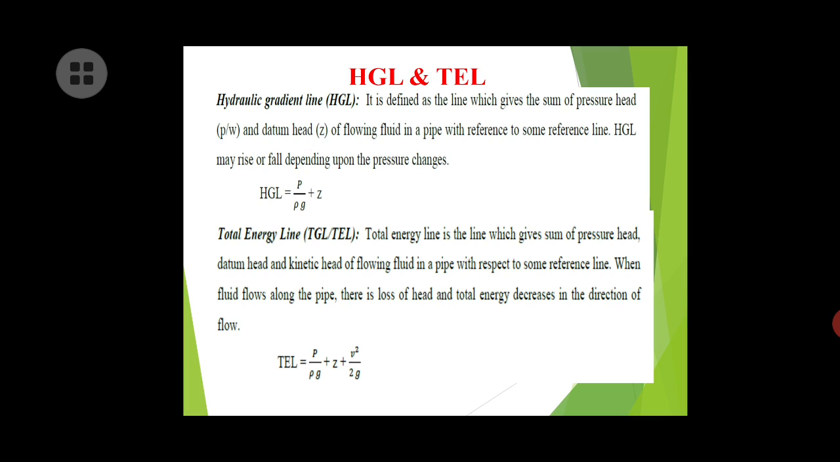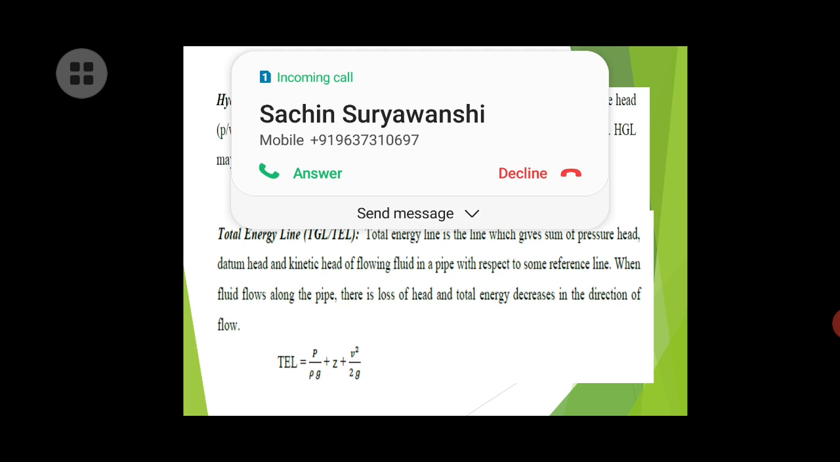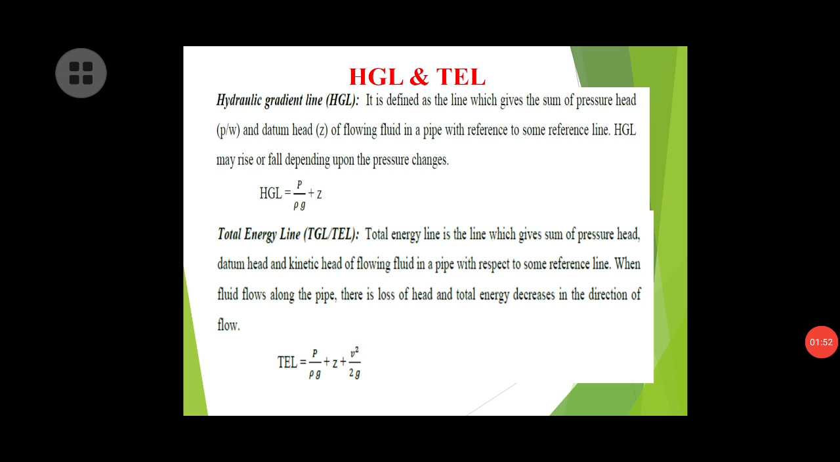Next is the total energy line. The total energy line gives the sum of pressure head, datum head and kinetic head of flowing fluid in a pipe with respect to some reference line. When fluid flows in a pipe, the loss of head energy in the direction of flow is observed. So the total energy line is P upon W plus Z plus V square upon 2G. So write down the definitions.